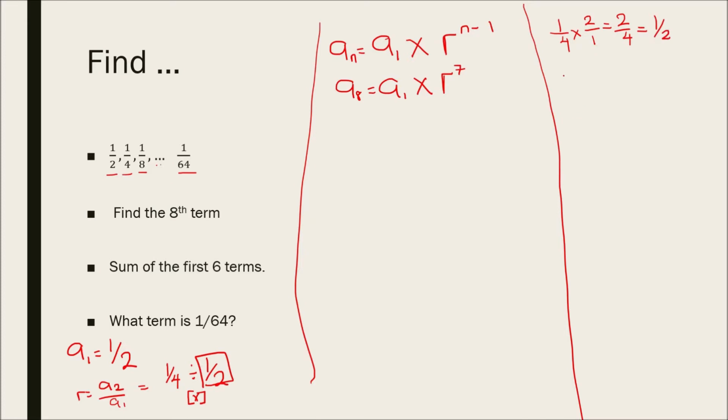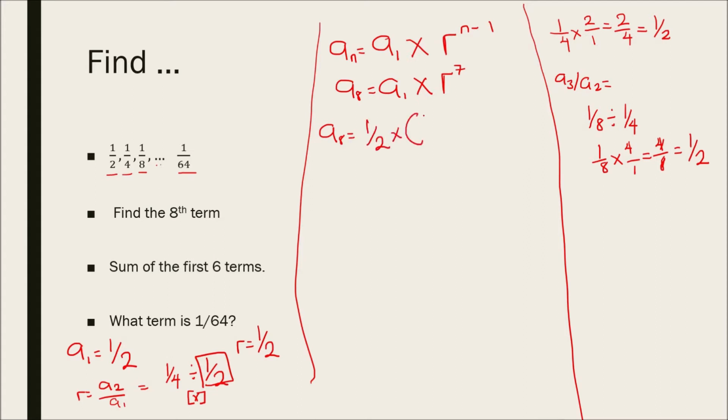Let's try that for A3 over A2. A3 over A2 gives us 1 over 8 divided by 1 over 4. That's 1 over 8 times 4 over 1, which gives us 4 over 8, which is 1 over 2. So A1 is half, or 1 over 2, and R is also 1 over 2. So let's slot in our values. A8 will give us 1 over 2 times 1 over 2 to the power 7.